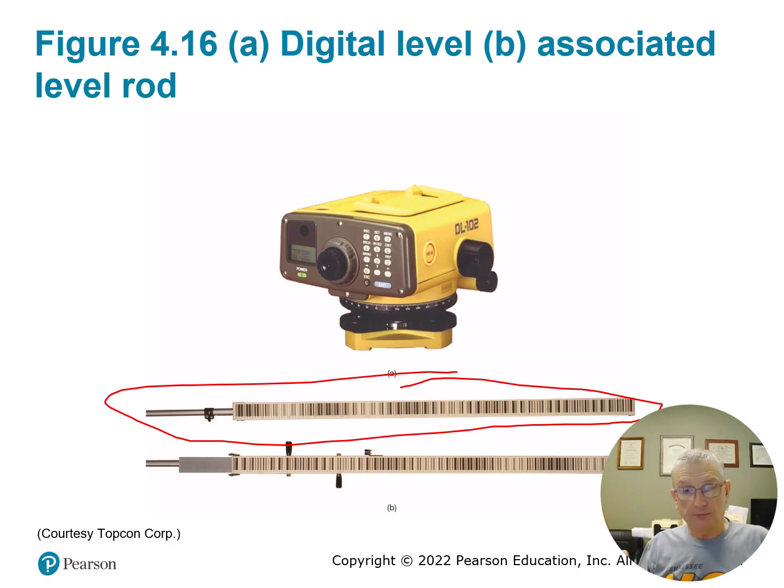And it does exactly the same thing as a human eye looking at a level rod. It just gets a reading on how high above the ground the horizontal line of the digital level is intersecting it.